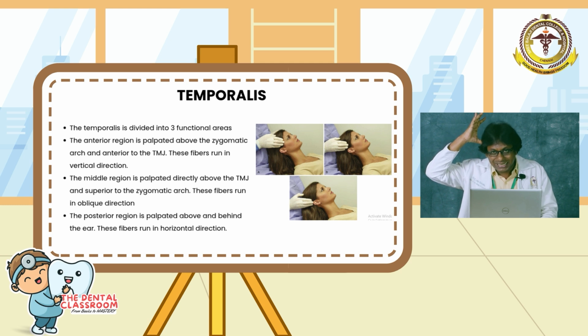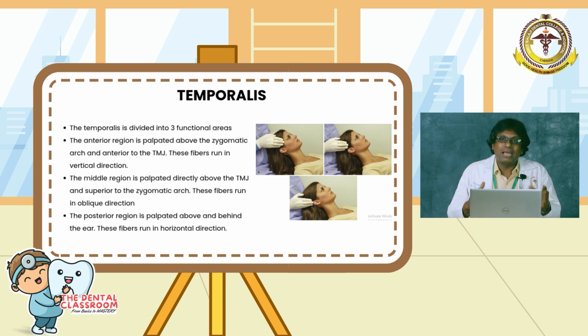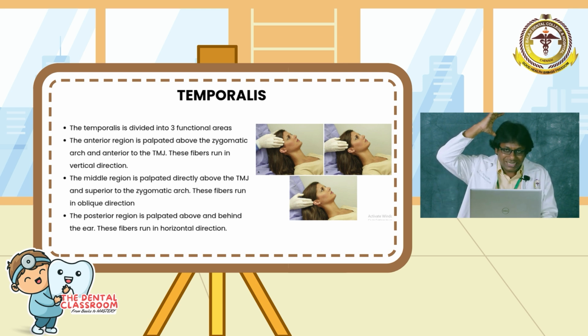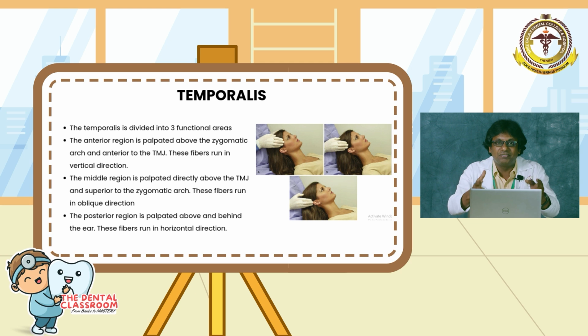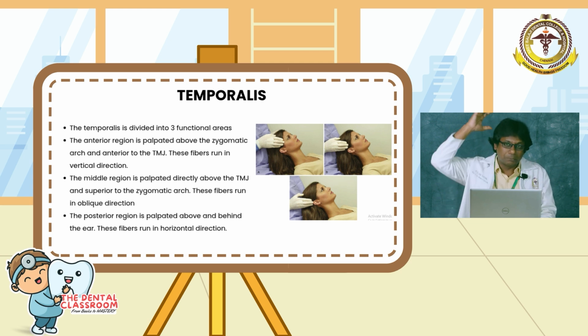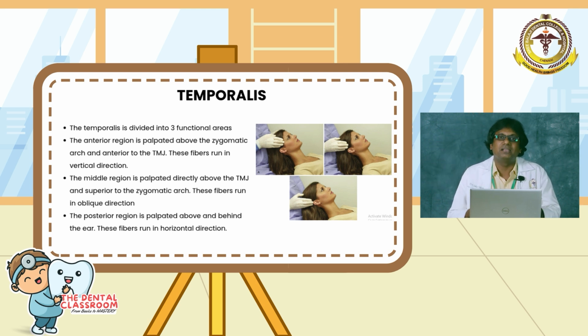You just place it anterior to the ear. You can palpate the anterior fibers of the temporalis. You place your finger just above the ears, and you can palpate for the middle fibers of the temporalis. You ask the patient to clench the teeth, place the finger above the ears and behind the ears, and you can palpate for the posterior fibers.